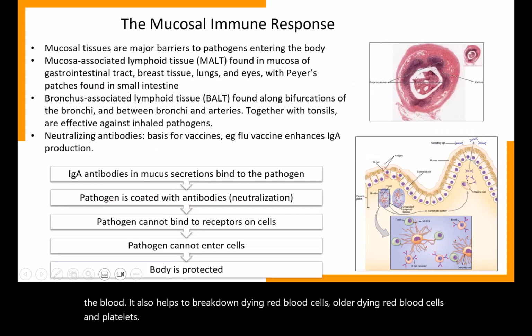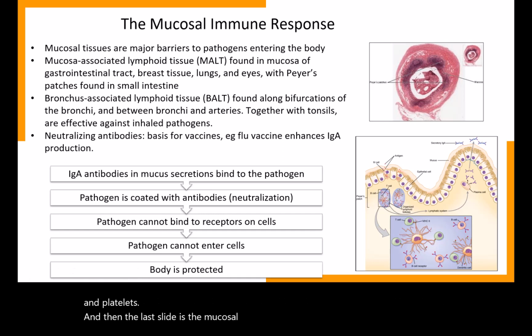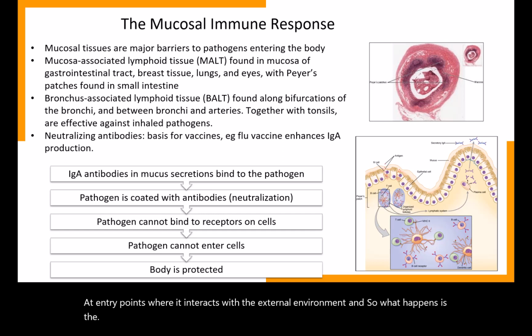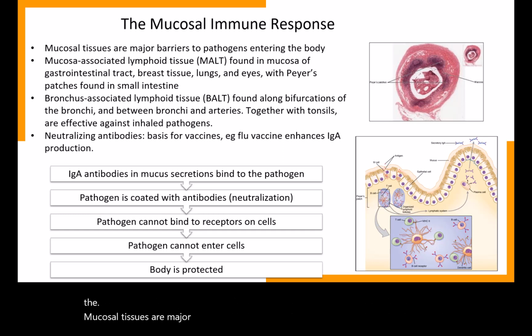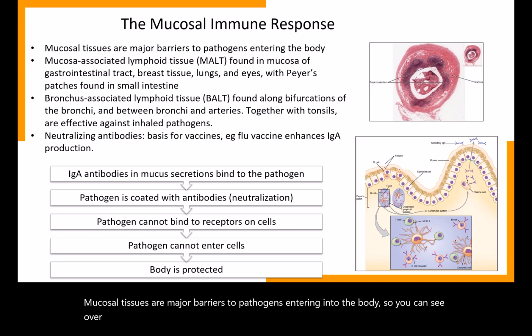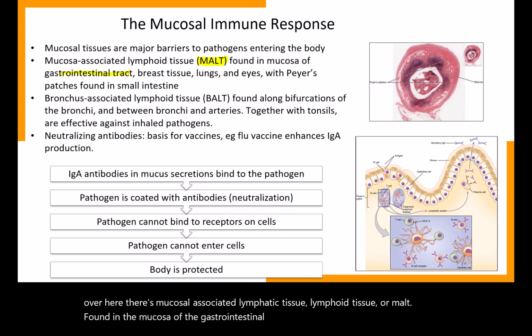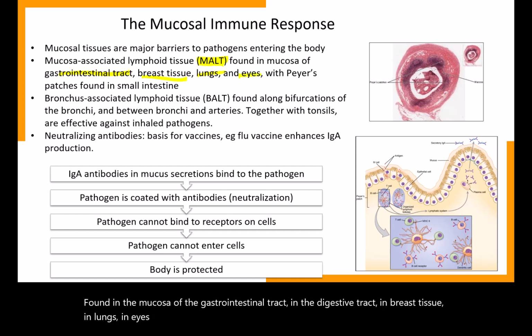And then the last slide is the mucosal immune response. Mucosal tissues are found at entry points where the body interacts with the external environment. The mucosal tissues are major barriers to pathogens entering the body. You can see over here there's mucosal associated lymphoid tissue, or MALT, found in the mucosa of the gastrointestinal tract, the digestive tract, breast tissue, lungs, eyes, and the small intestine, right?